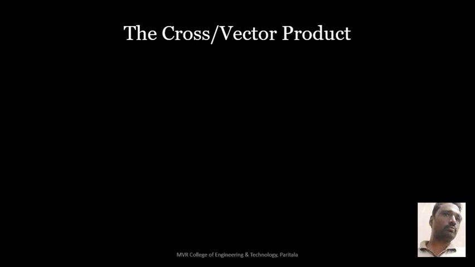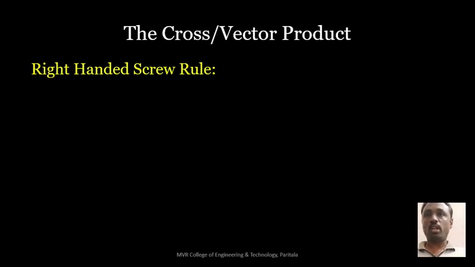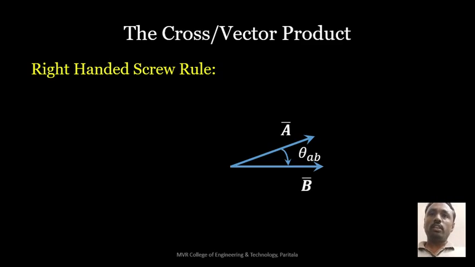Then what can we say? Before that we need to know about the right-handed screw rule. I told you how we can find the direction of A n bar. So let us see. Let us take a vector A bar and a vector B bar, and the angle lying between them is theta AB. It is a right-handed screw, which means we have to place a screw where A and B are joined. So we have to place a screw out there.